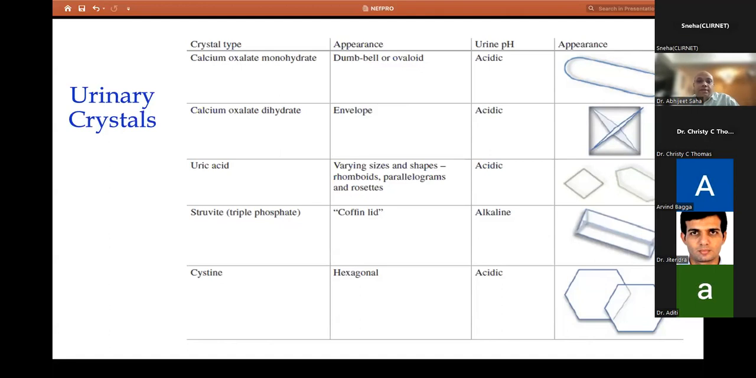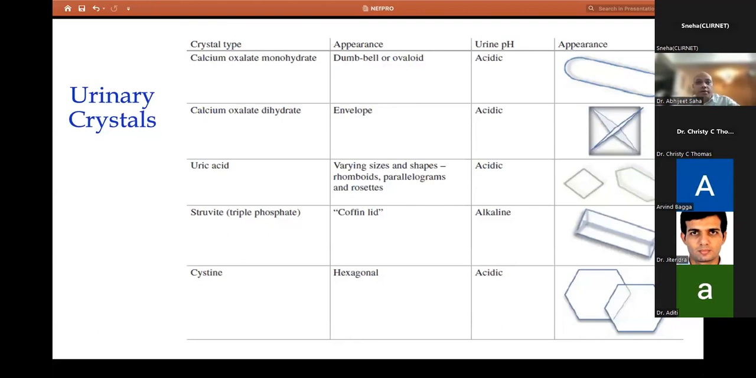Uric acid crystals would be of different shapes like rhomboids, rosettes, etc. Struvite, a type of triple phosphate, would have a coffin-lid appearance, and cystine, a hexagonal kind of shape. But remember what this child had. This child had a reddish-brown color of stone passage, which was very friable. So at times you have some rare kind of disease, but usually these are the crystals which are identified in the urine.